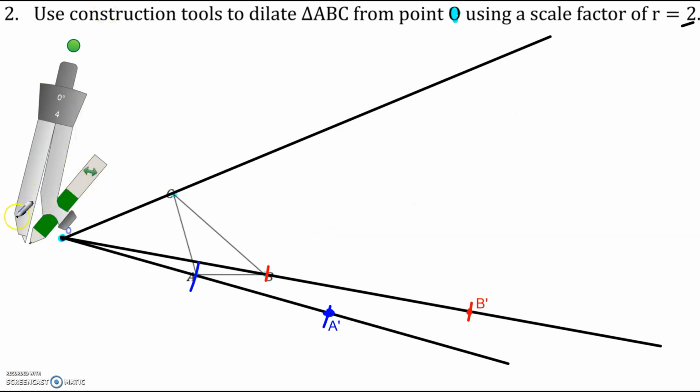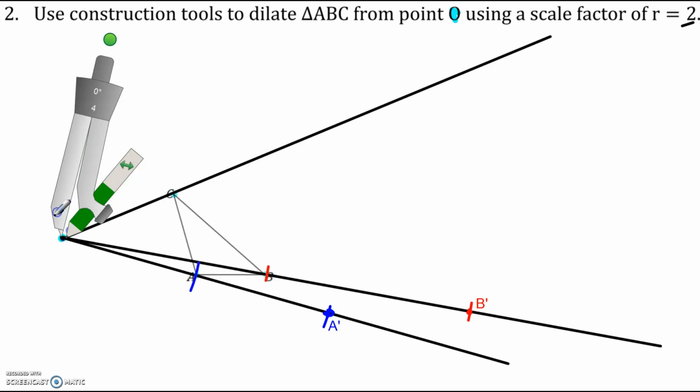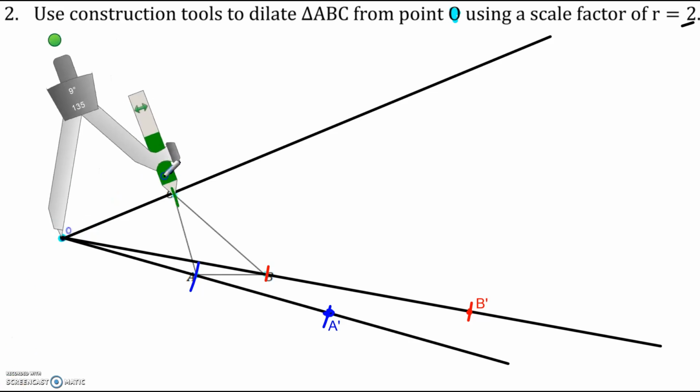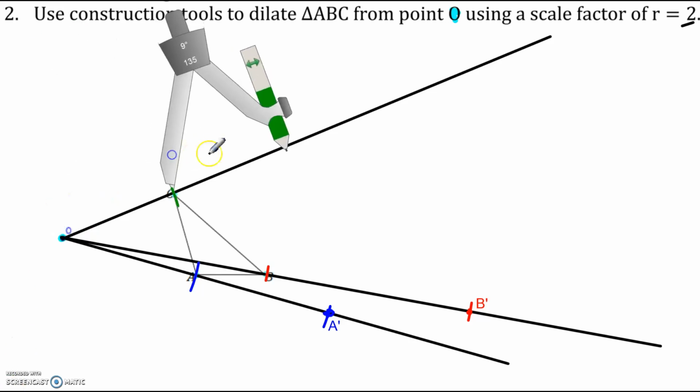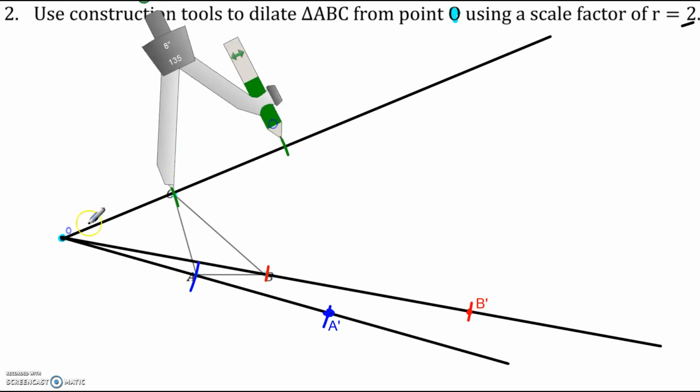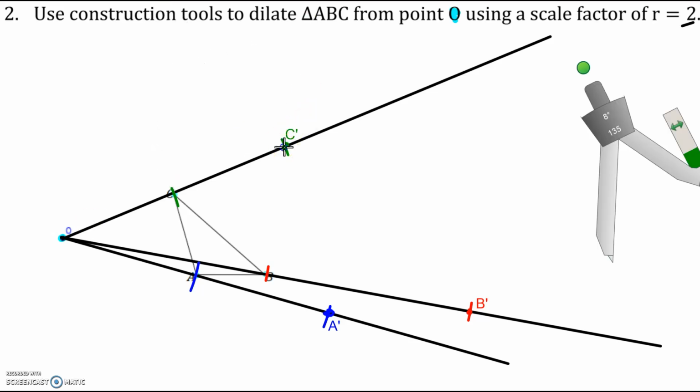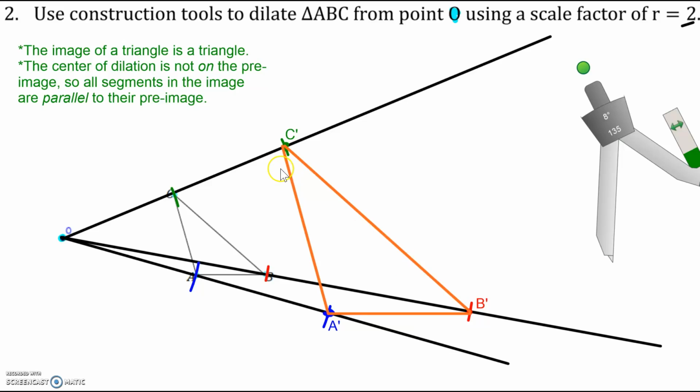Then we'll go from O to C, same exact idea as before. Measure from O to C and then slide down the line, and this will be C prime. And then all we have to do is connect them to make triangle A prime, B prime, C prime, our new triangle. Notice we're getting a similar triangle from what we started with. So notice that we got a triangle again, and that A prime C prime is parallel to AC, B prime C prime and BC are parallel, and A prime B prime and AB are parallel as well.